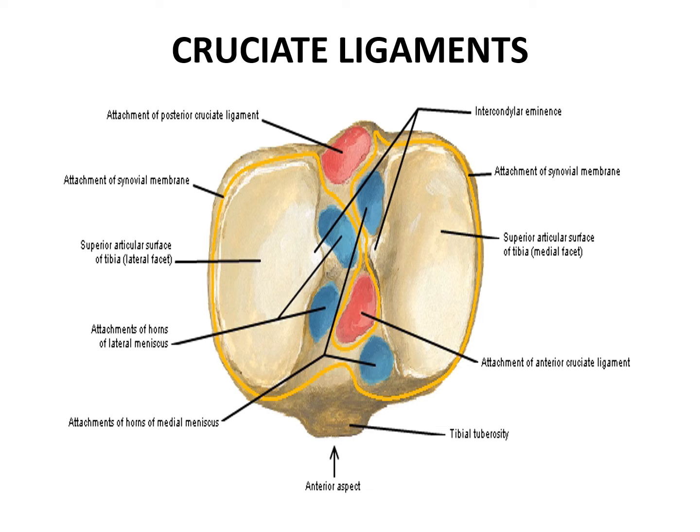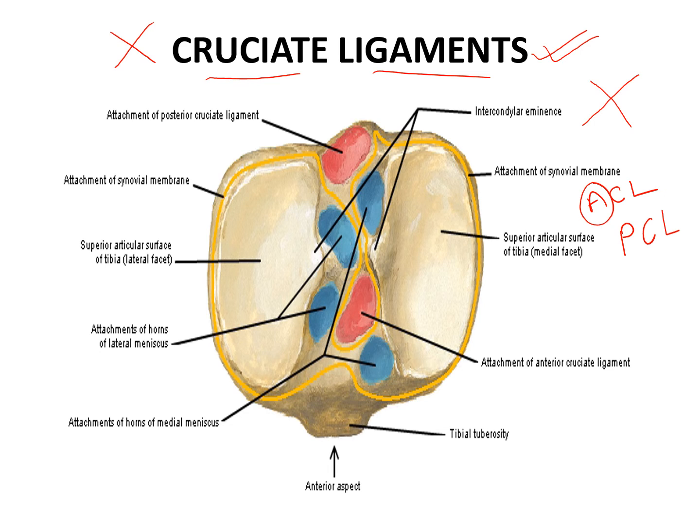Now we will discuss a very important, frequently asked MCQ, that is the cruciate ligament. So why is it called the cruciate ligament? These ligaments cross each other. That is why they are called cruciate ligaments. There are two ligaments, anterior cruciate ligament and posterior cruciate ligament. Cruciate because they cross each other, and anterior and posterior based on where they are located in the tibia.